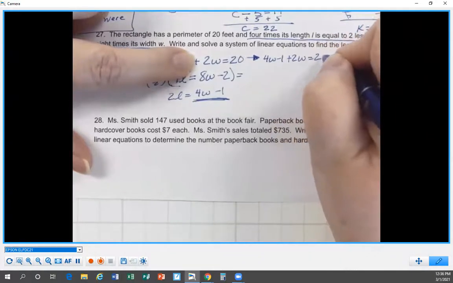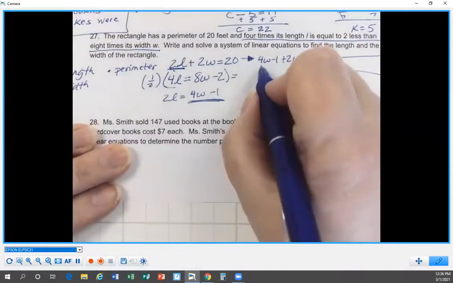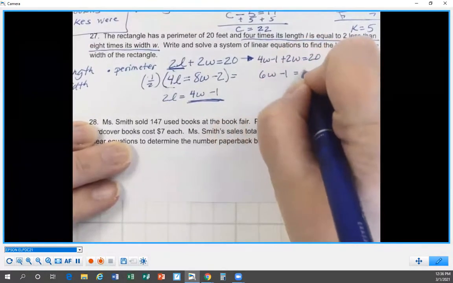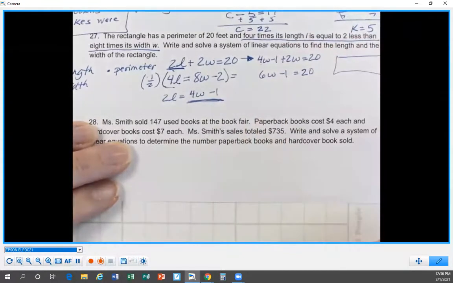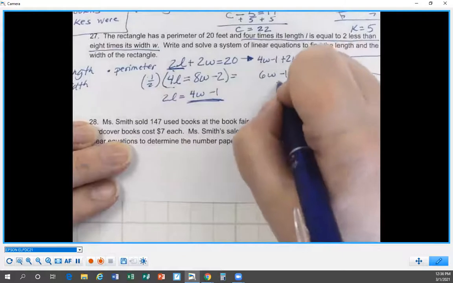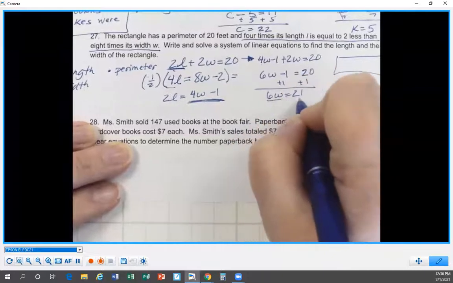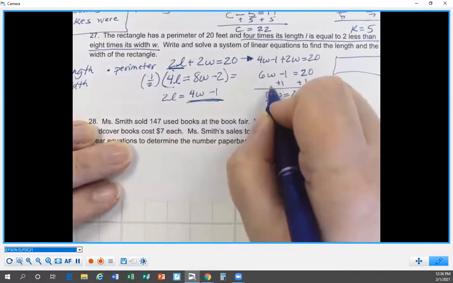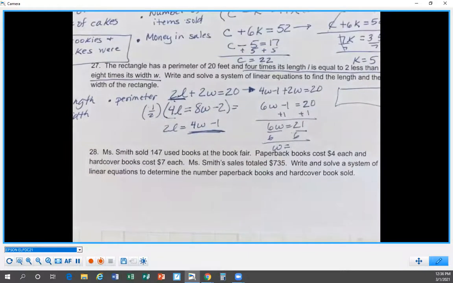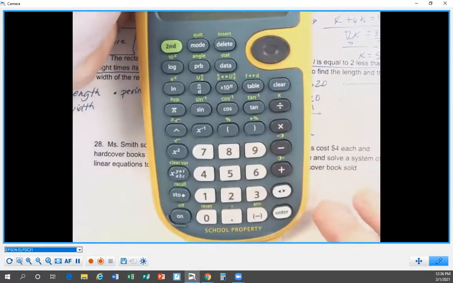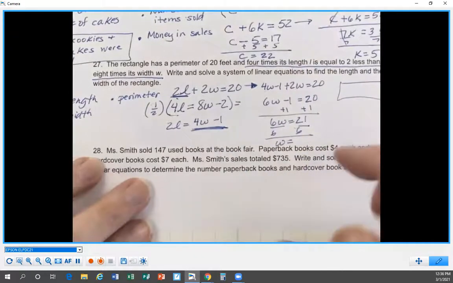Plus 2W equals 20. Then combine like terms. 4W plus 2W is 6W. Bring down the minus 1. Bring down the equals 20. Okay. Add 1 to each side. I get 6W equals 21. Divide each side by 6. And we get W equals 3.5, I think. Let's see here. 3.5. Yep. Okay, so W is 3.5.